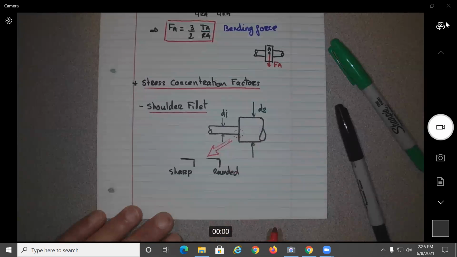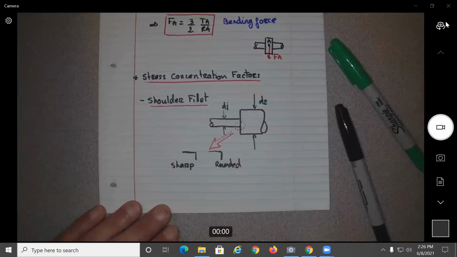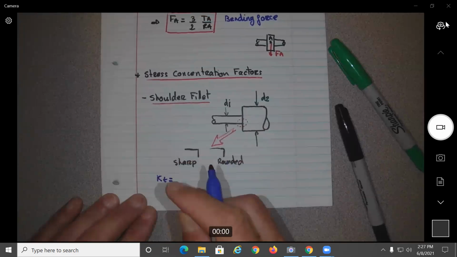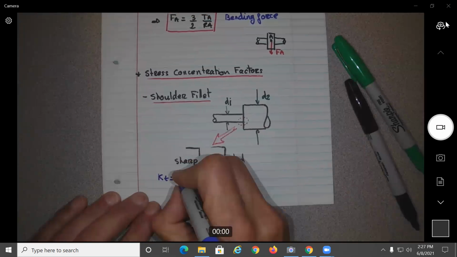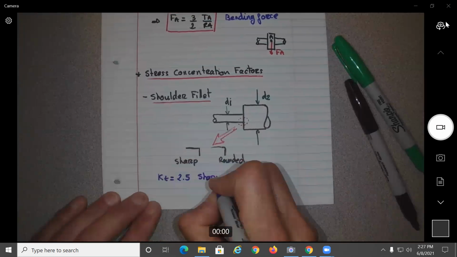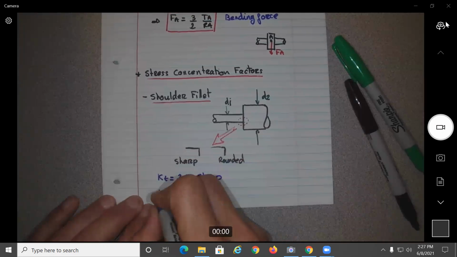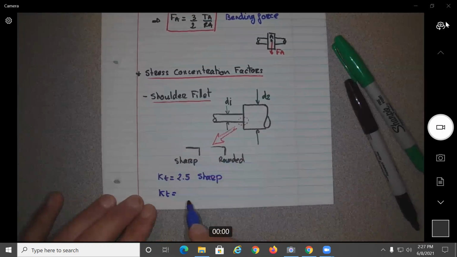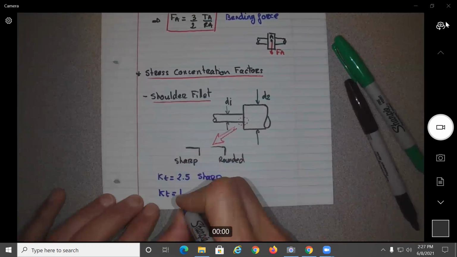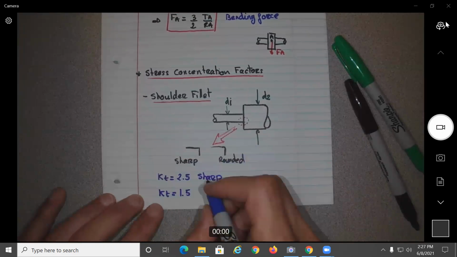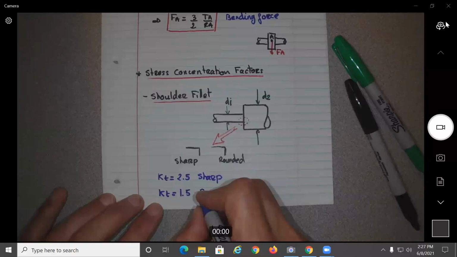Let's say I amplify it. So what will you have? You will have a factor K of T equal to 2.5 for a sharp edge, and for a rounded one, what should you think? Should it be higher or lower? Should be lower, no? There should be less concentration of the stresses. 1.5 for rounded.